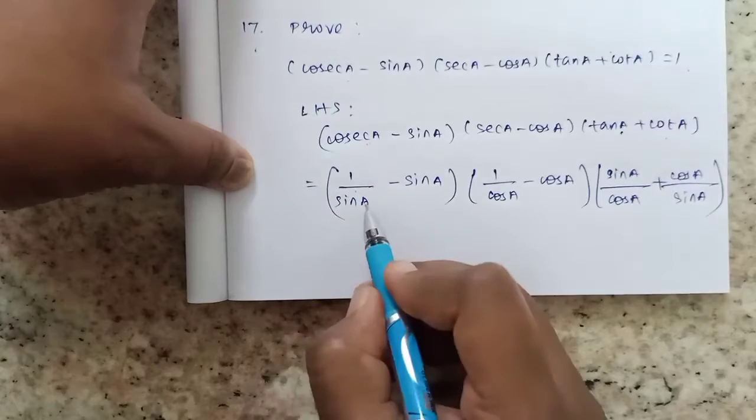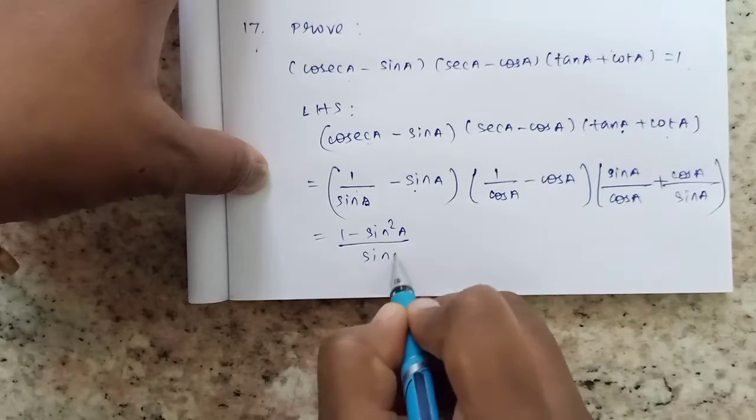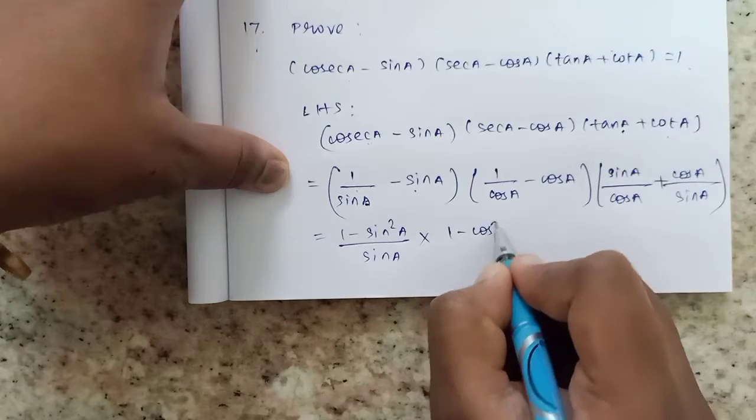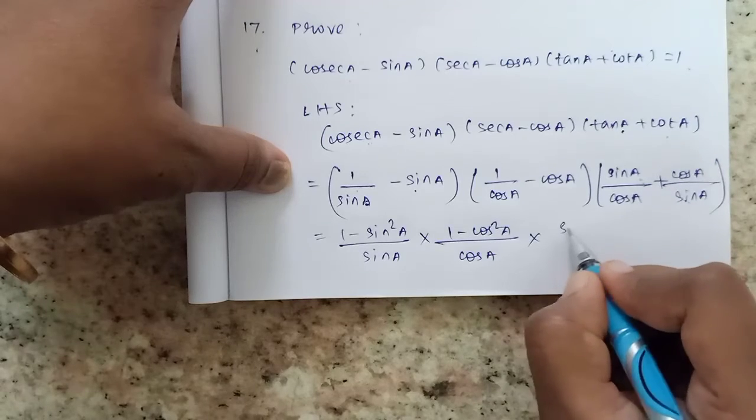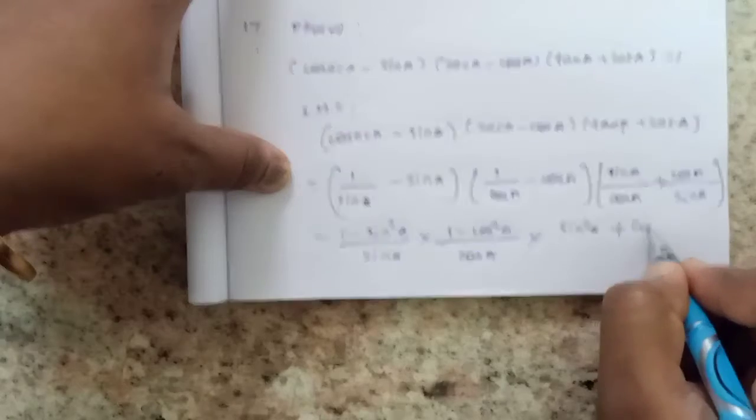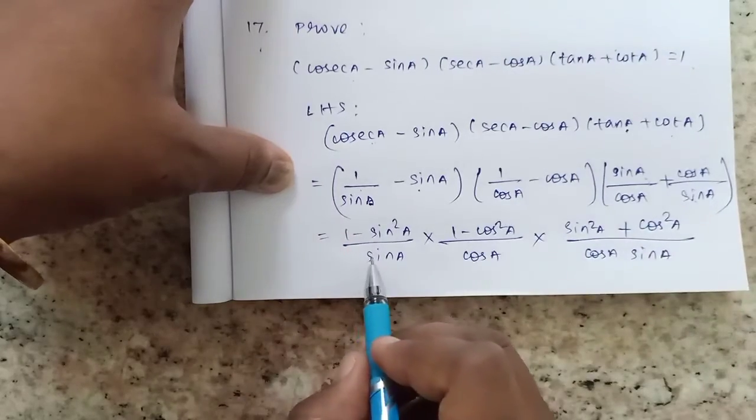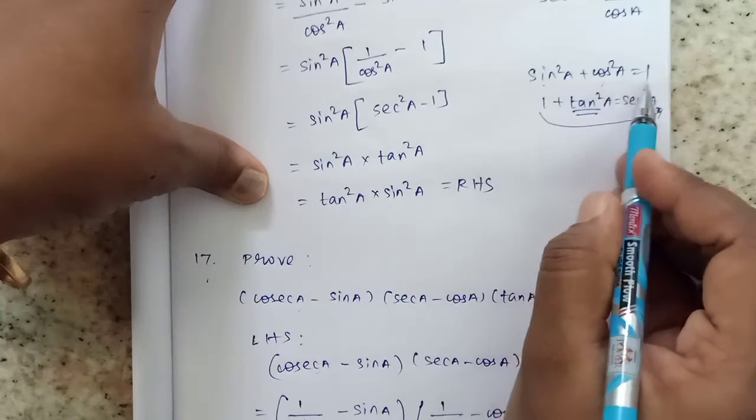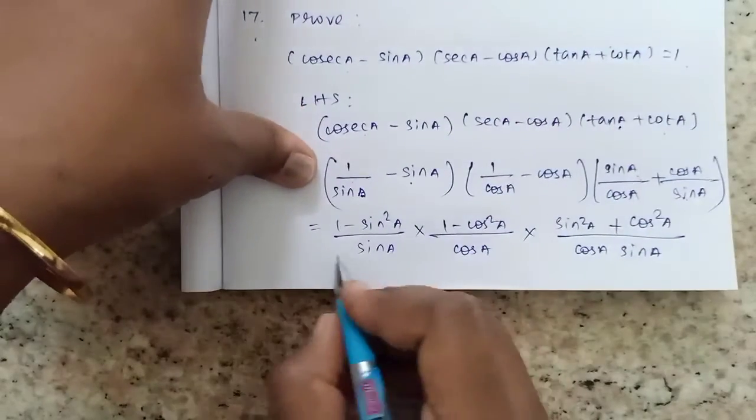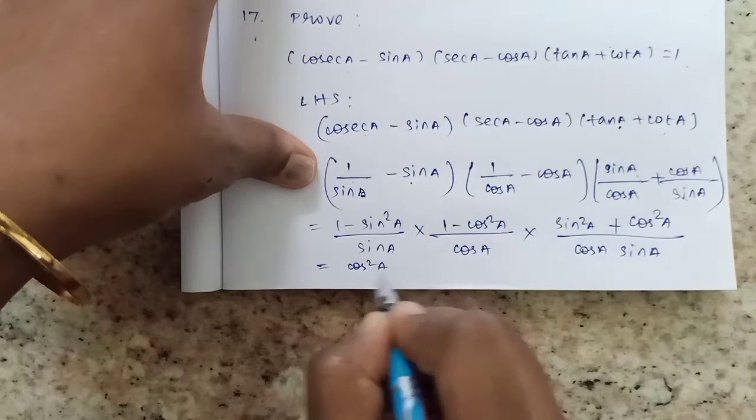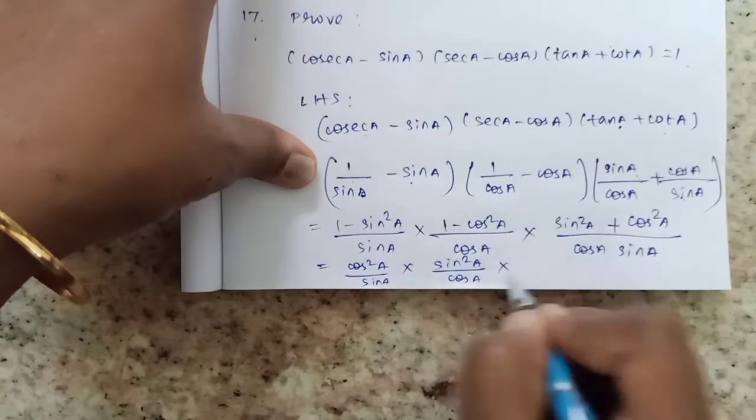Here we can take LCM and cross multiply. So 1 minus sin square A by sin A into 1 minus cos square A by cos A into, by cross multiplication, sin into sin means sin square A plus cos square A, by cos A sin A. We know that sin square A plus cos square A equal to 1, so cos square A means 1 minus sin square A, and sin square A is 1 minus cos square A. So 1 minus sin square A we can write as cos square A by sin A, into sin square A by cos A, into this value 1.